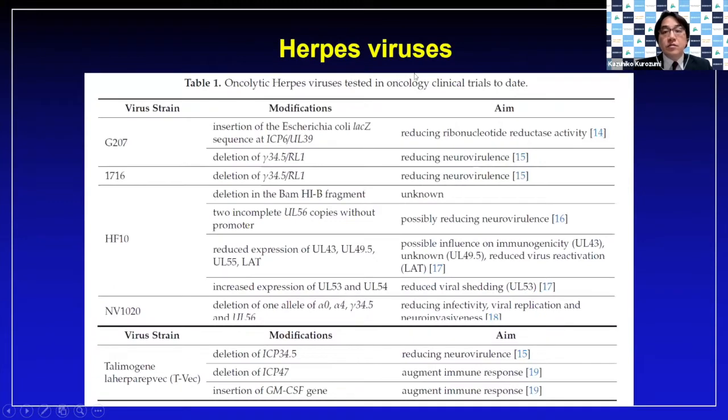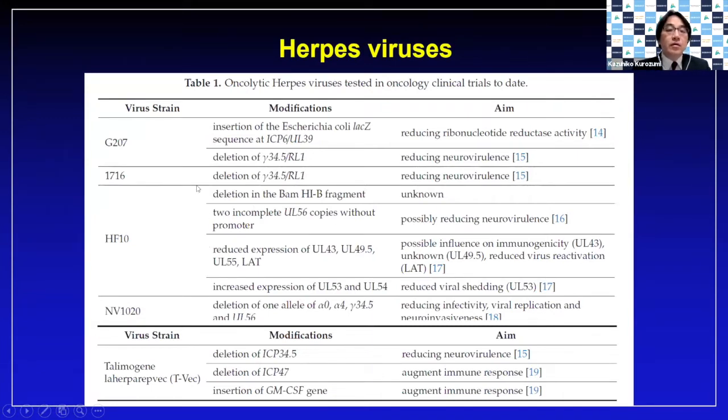Herpes viruses are also usually used as oncolytic viruses. G207 is a very famous one. It has an insertion of E. coli lacZ sequence in ICP6, which reduces ribonucleotide reductase activity, and a deletion of gamma 34.5, which reduces neurovirulence.